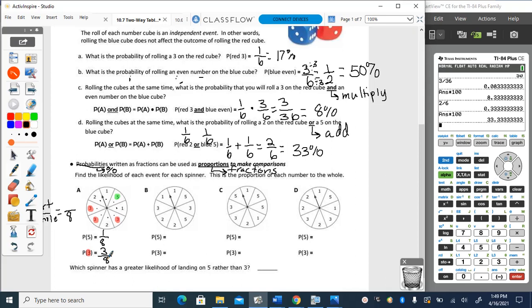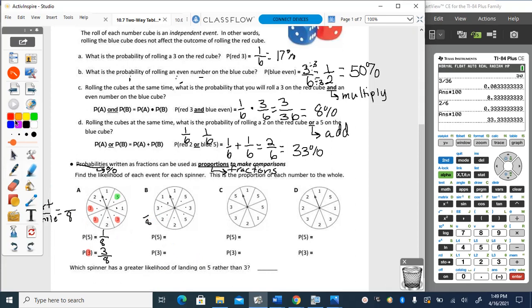All right. Now let's check the next one. Again, we always want to make sure that we know what the part is, we know what the whole is first. So let's figure out what the whole is by counting up all the sections. 1, 2, 3, 4, 5, 6, 7, 8. There's 8 total spots on the spinner. So the whole again is 8. Everything will be over 8.